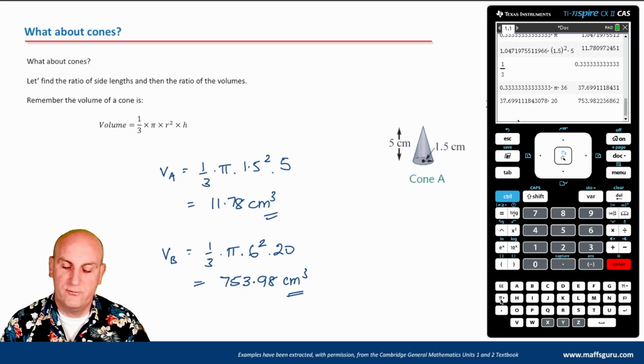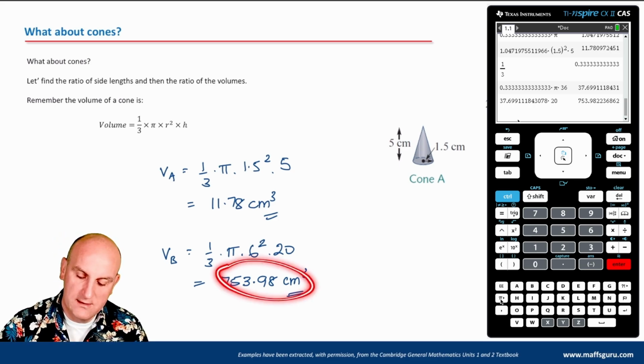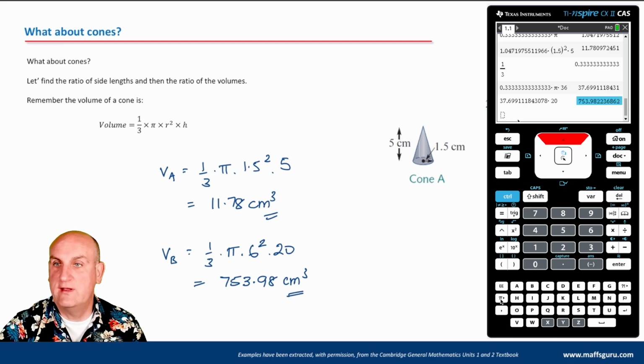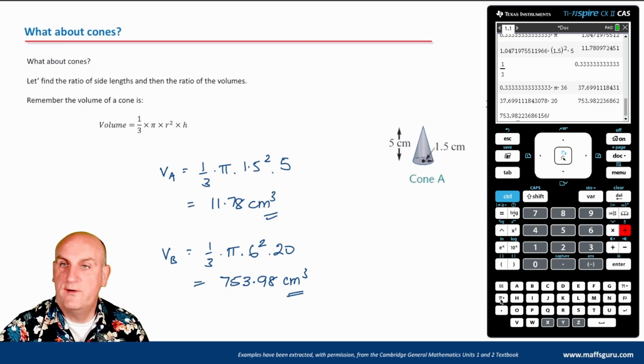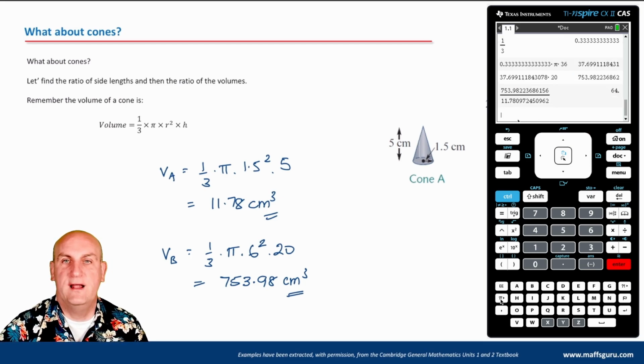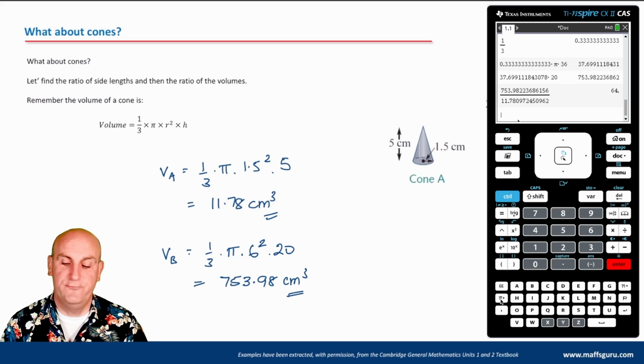All right, let's work out what our scale factor of enlargement is. How are we going to do that? Well, remember, if we know the volume of the bigger one, and we know the volume of the smaller one, we actually just divide them. So I'm going to take my calculator and divide by the one I got before. Notice I'm not using the rounded values, I'm using the whole values, and I get 64.